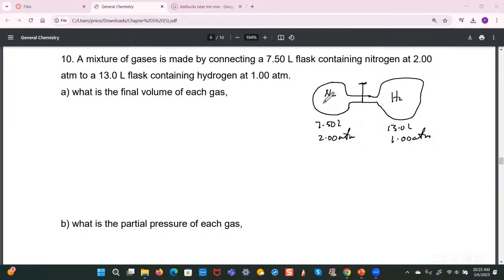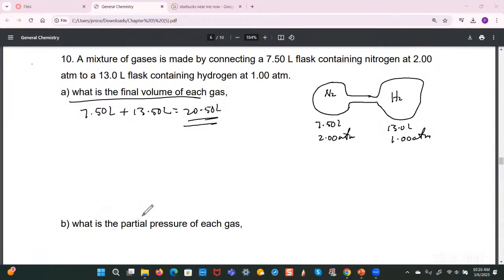Okay, so let's say we open this up. Okay, so what's the final volume of each gas when they mix together? Exactly. 7.50 liters plus 13.50 liters, which will give 20.50 liters, right? So that answers that question.